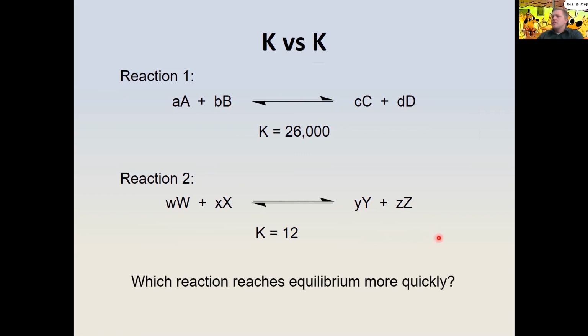The answer, of course, here is we don't have enough information. Just knowing the equilibrium constant doesn't give us any idea of how quickly it reaches that equilibrium constant. It could take days or months or years or seconds or microseconds or nanoseconds. That time scale doesn't actually affect these K values. It's not reflected in them at all.